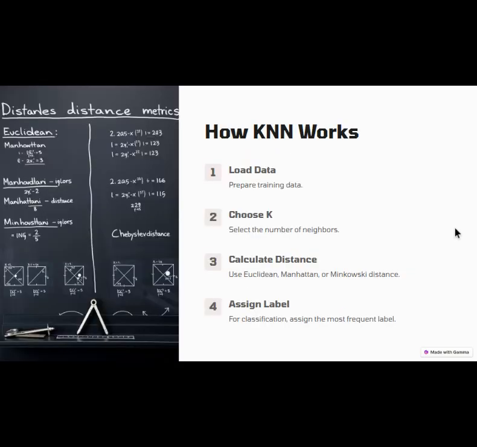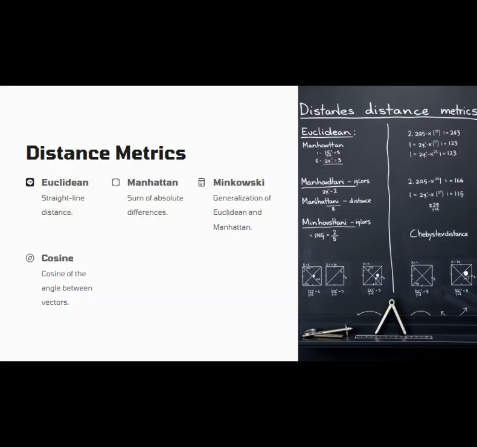How KNN works. 1. Load data. Prepare and clean the dataset. 2. Choose K. Select the number of neighbors. 3. Calculate distance. Use metrics like Euclidean, Manhattan, or Minkowski. And 4. Assign label. For classification, pick the most frequent class among neighbors.